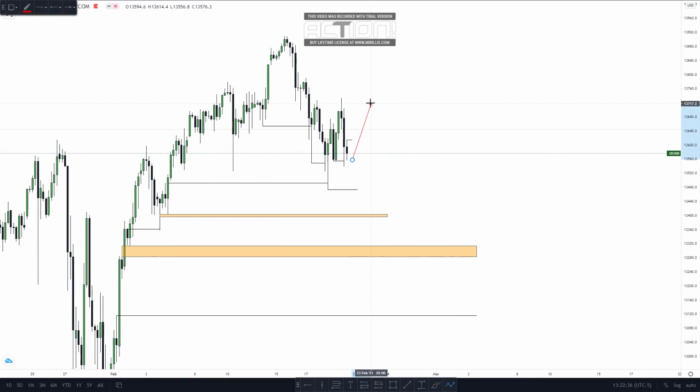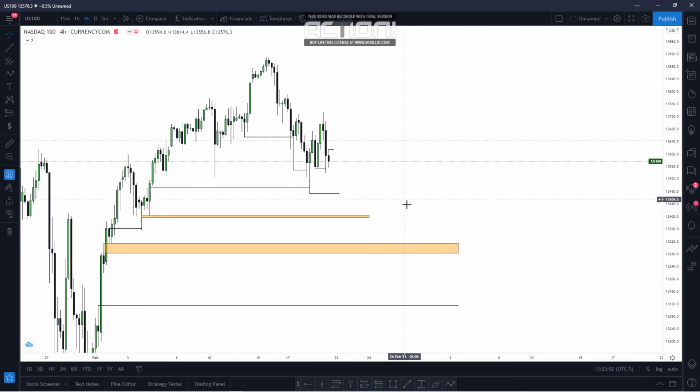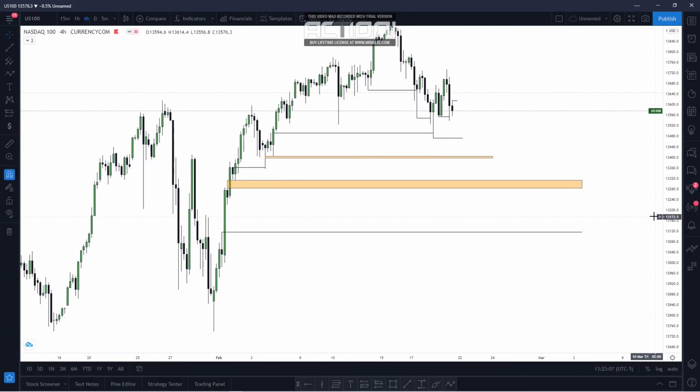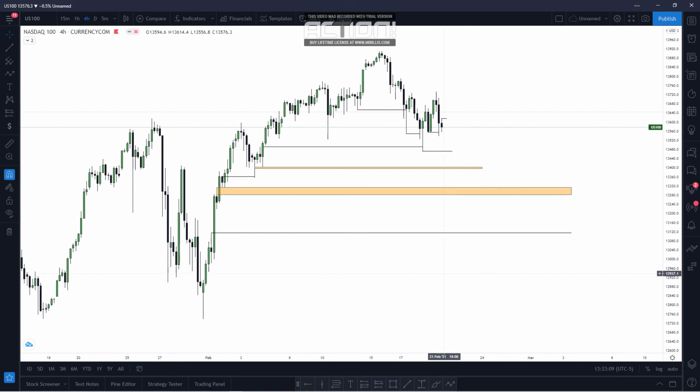But if price does the same thing towards the upside, then obviously you would do the same thing. You wait for price to push higher, then wait for price to break previous structure, and once price heads towards the downside, you would look for some sort of support level to then buy. So that's what I'll be expecting, or looking for, on Nasdaq for next week.